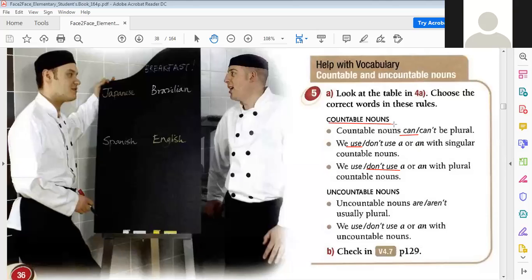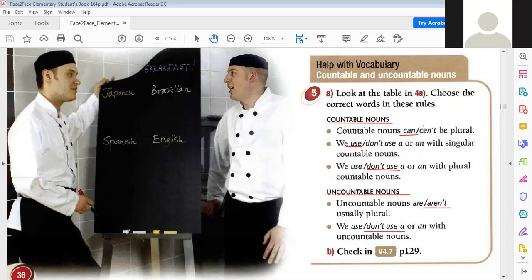And then after that, we talked about the rule for uncountable nouns. They usually aren't plural. So what this means is you don't find an S with uncountable nouns. So for example, fish, we don't say fishes, or coffee, we don't say coffees, rice, we don't say rices, or breads, or toasts. This is not correct, of course. So with uncountable nouns, usually they're not plural. And of course, we don't use a or an. So these are a few rules we discussed in our last lesson.